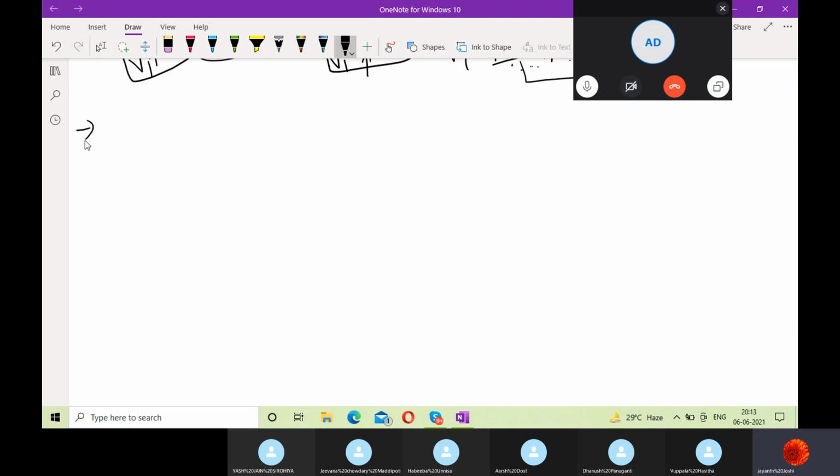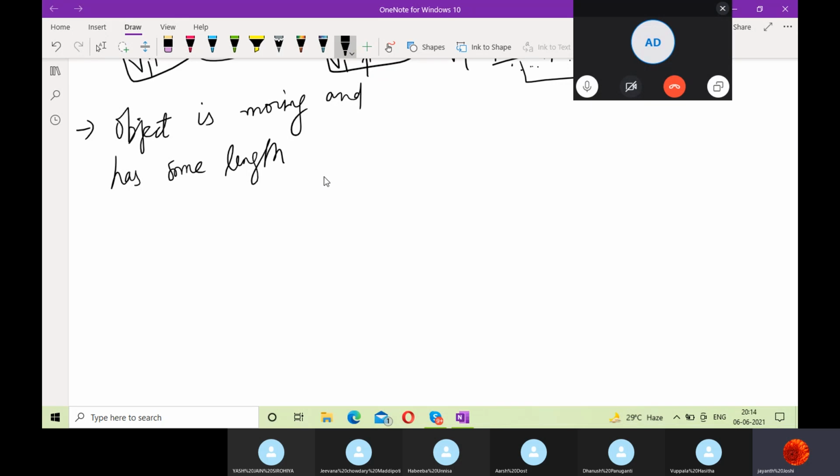Case number 4. Object is moving and has some length. So here we are speaking about a train crossing another train. The train which is crossing another train, that means train 1 crossing train 2, the train 2 is also moving because the object is moving and has some length. Okay, this is not a stationary object.